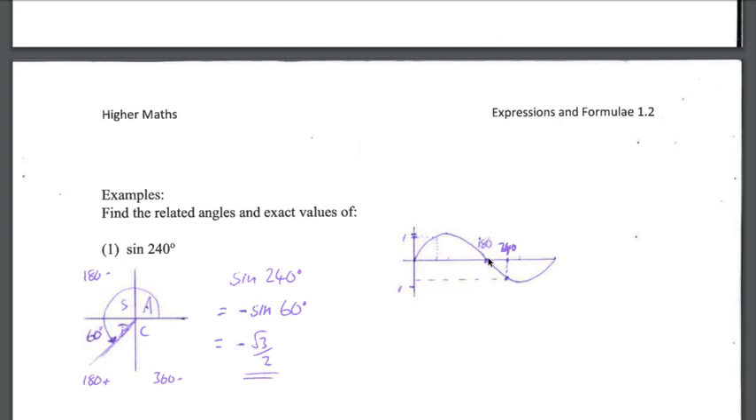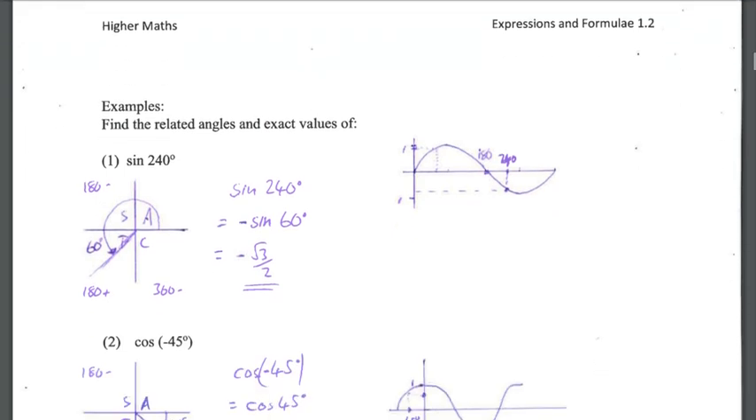So the sine of 240 will be the negative sine of 60, because by going 60 degrees along from 180, we're traveling the same distance, so the graph will be a similar distance from the x-axis, but it'll be root 3 over 2 below the x-axis rather than root 3 over 2 above the x-axis.